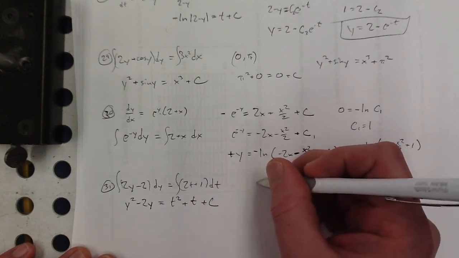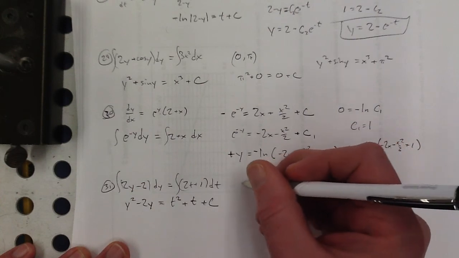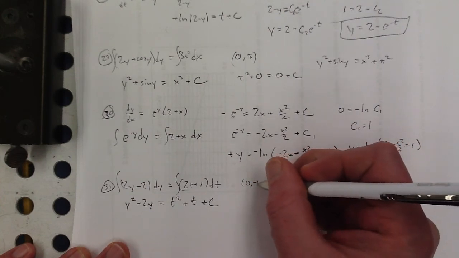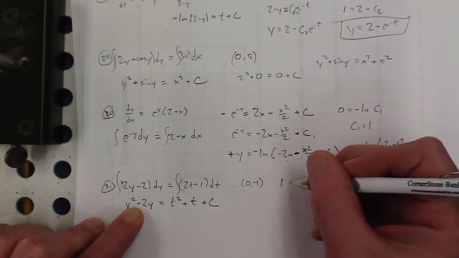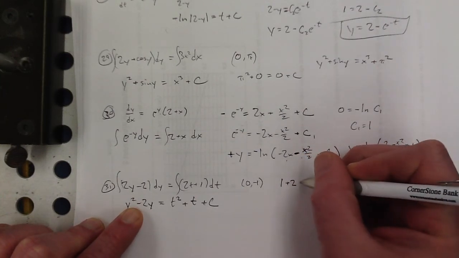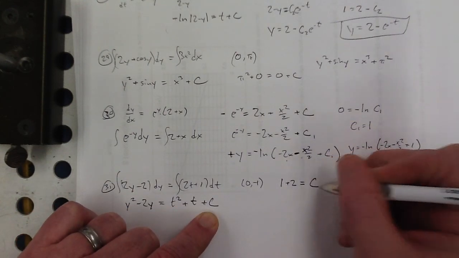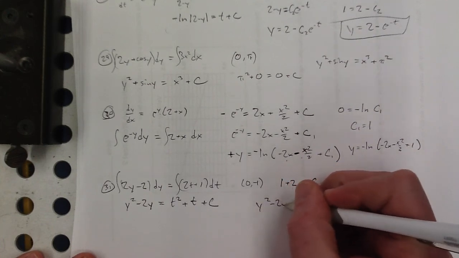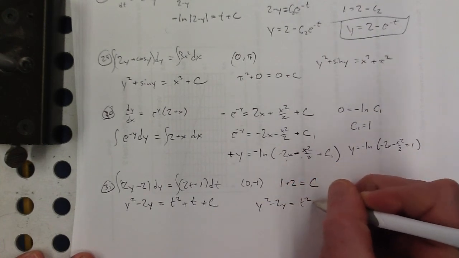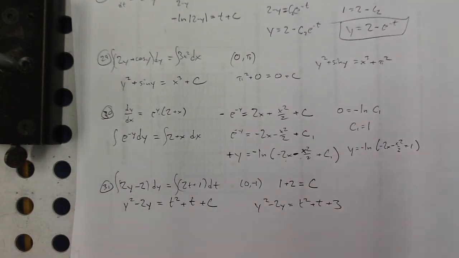And let's see, my initial condition here is (0, negative 1). So when y is negative 1, I get 1 plus 2 is equal to 0 plus 0 plus c. So it looks like c is 3. So y squared minus 2y is equal to t squared plus t plus 3. All right.